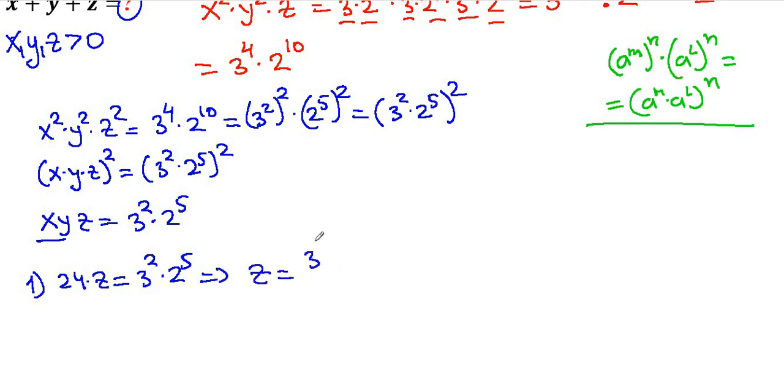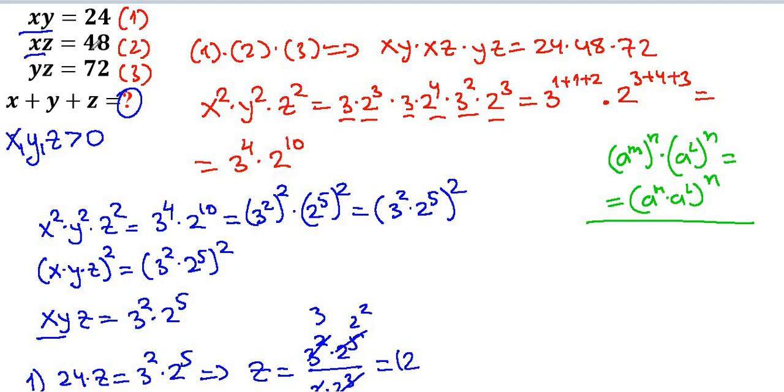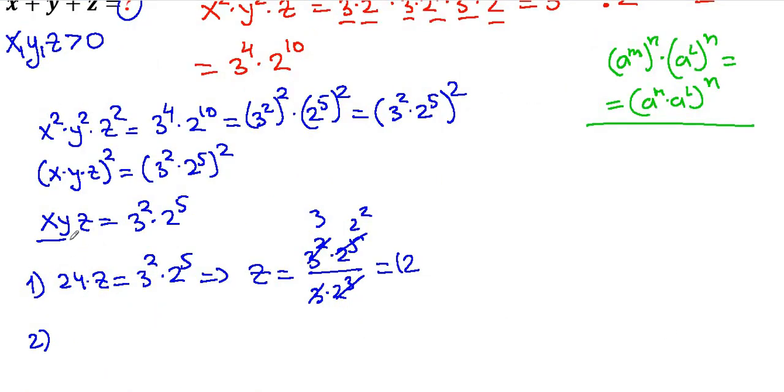Z is equal to 3 squared times 2 to the power of 5 divided by 24, and we know that 24 is 3 times 2 to the power of 3. So now we can cancel here. We have 2 squared, and the 3 is going to be cancelled. This leaves 3, and 2 squared is 4. 4 times 3 is 12. So here z is equal to 12. For the second equation, we see that xz is equal to 48. So therefore we can substitute 48 for xz. So then we can find y.